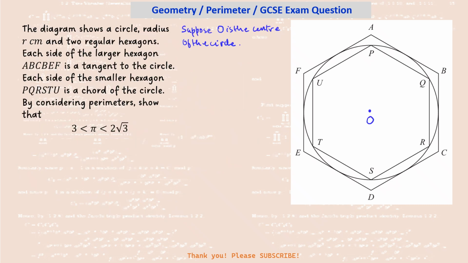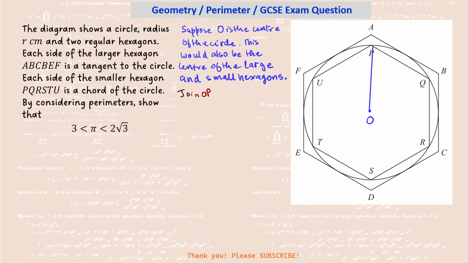So we mark the center of the circle. Suppose O is the center. Then this would also be the center of the large and small hexagons, isn't it? So by symmetry, it would be the center of the three shapes: the small hexagon, the large hexagon, and the circle.